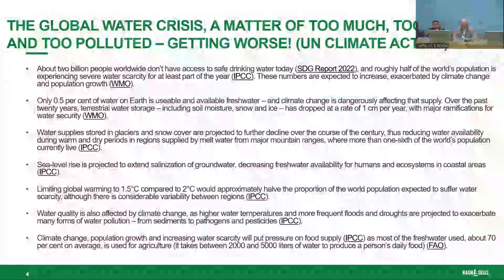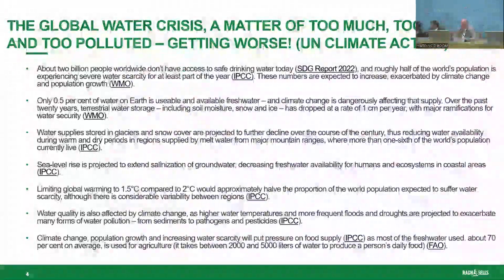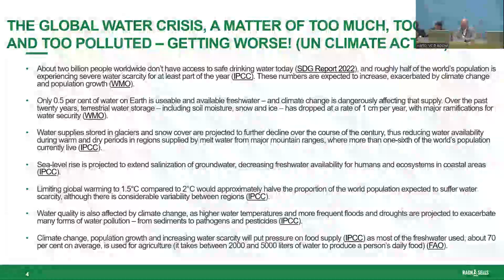Water quality is also affected heavily. And here we talk about the problem with pathogens, pesticides, but also eutrophication. I will come back to eutrophication later. And climate change, population growth, and the increase of water scarcity will put a heavy burden on the food supply. And we have already seen that in the last couple of years, but it is increasing all the time.